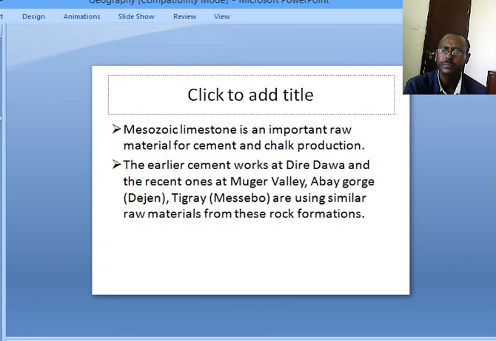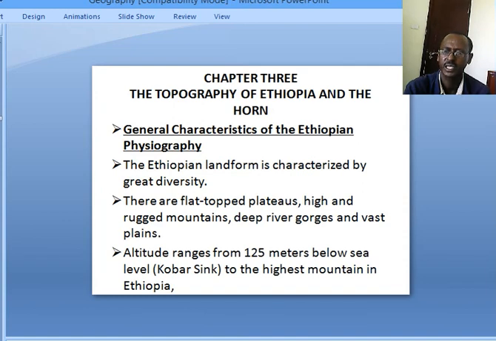Mesozoic limestone is an important raw material for cement and chalk production. As we know, chalk is formed from limestone, and cement is also formed from limestone. The earlier cement works at Dire Dawa and the recent ones at Mugher Valley, Abay Gorge, Legetafo, Tigray, and Messobo are using similar raw materials from these rock formations. That's all about chapter 2.